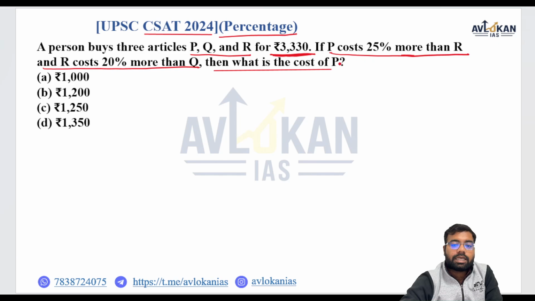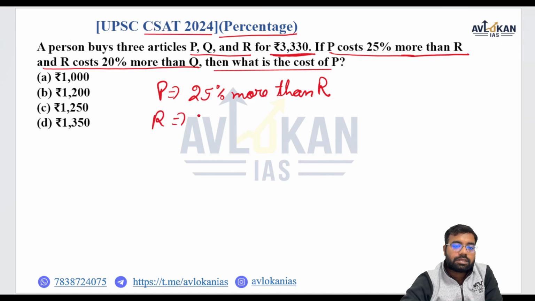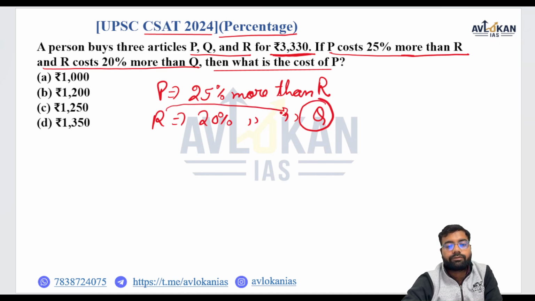सबसे पहले हम लोग क्या करेंगे, इनका रिलेशन मेंटेन करते हैं. P is 25% more than R and R is 20% more than Q. So here it is clear that my base case is Q. Why? Because R is increasing in terms of Q and P is increasing in terms of R.